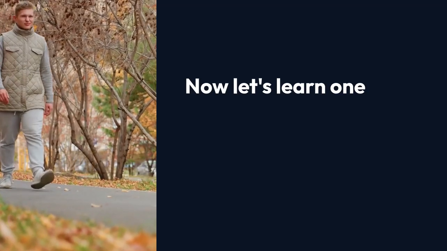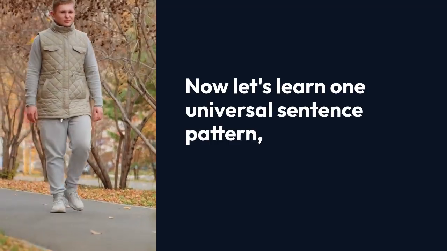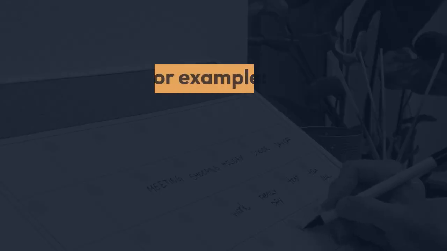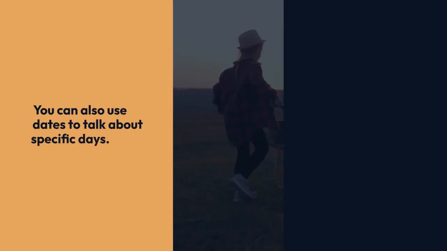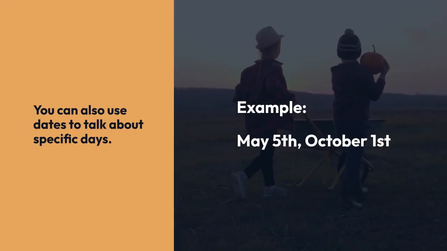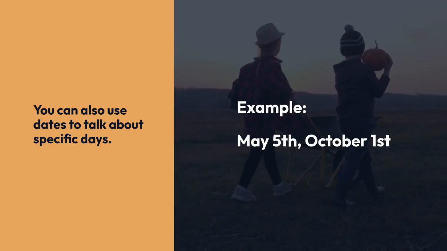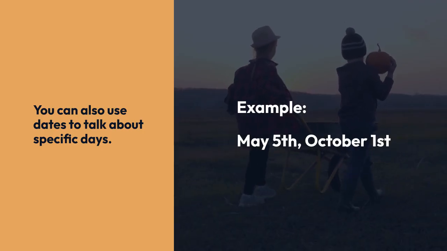Now let's learn one universal sentence pattern. In plus month. For example, I travel in July. I work a lot in September. I go home in December. You can also use dates to talk about specific days. For example, May 5th, October 1st.